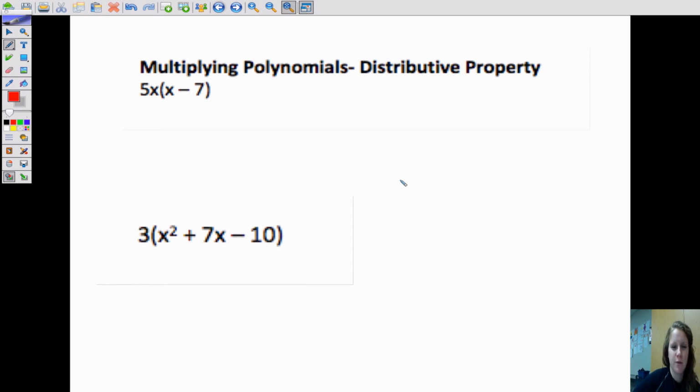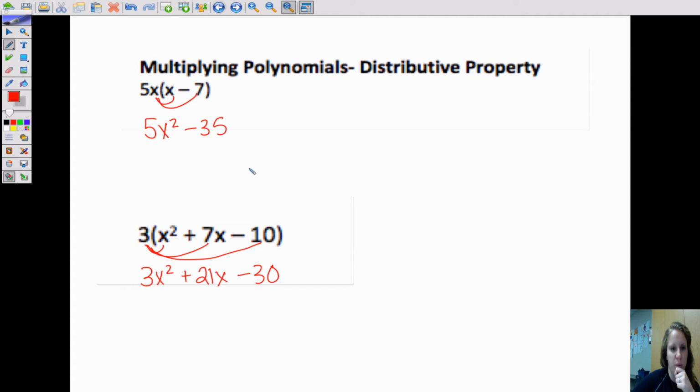Multiplying, you guys have used the distributive property before. So this is just kind of those 2 swoops. We talked about this in solving equations. So this would be 5x squared, because x times x is x squared, minus 35. That's how you would simplify that. This would be 3x squared plus 21x minus 30. Okay? So just simplifying using the distributive property.